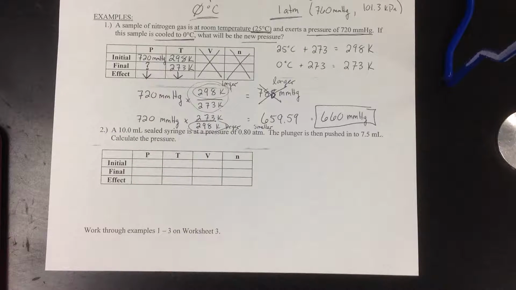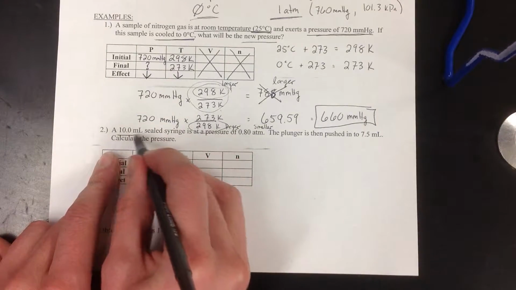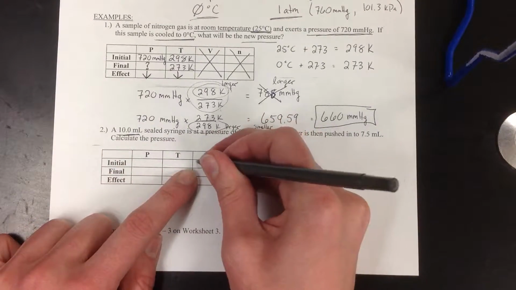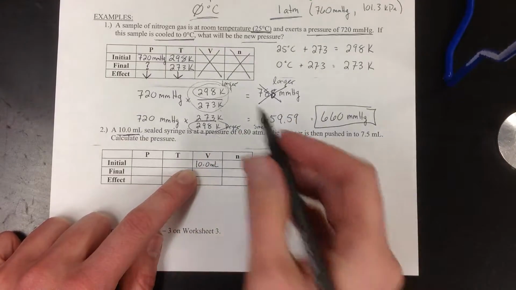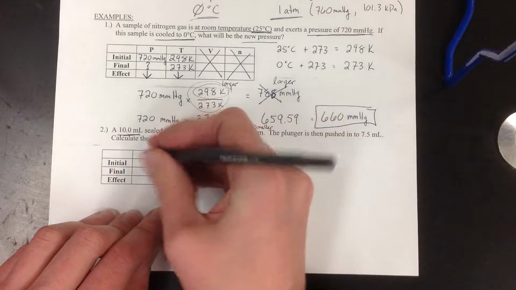All right, let's try another example. A 10 milliliter sealed syringe is at a pressure of 0.8 atmosphere. The plunger is then pushed into 7.5 milliliters. Calculate the pressure. Well, my initial volume is 10 milliliters, because that's what I'm starting at. It gives me a pressure of 0.8 atmospheres.